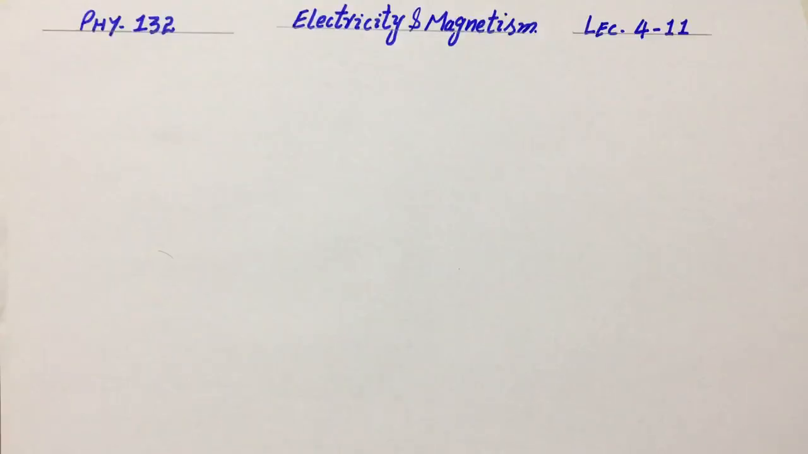So it's our fourth week of the subject PHY 132 of electricity and magnetism. And in the last lecture, we started the topic of electric field, and we discussed the electric field due to the point charge, electric field due to a dipole, and electric field due to a line of charge or disk of charge. So these are the different electric fields being generated by different charge distributions.